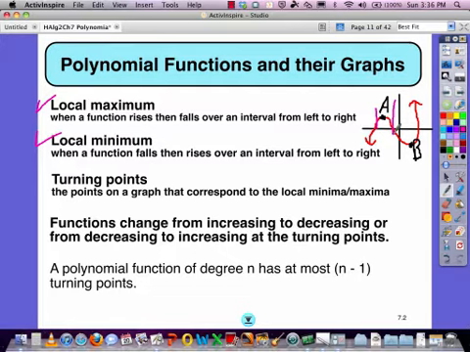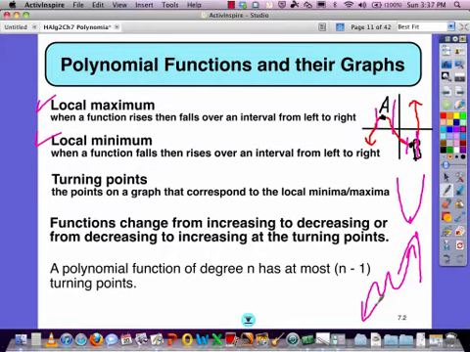Versus, look at point B. When a function falls, which is what it's doing between here and here, but then starts rising again, that has to be a local minimum. We had our parabolas before where we really only had one max or min, but now if our graphs have several things going on in them, we might have some local minimums and maximums. So it's still the low point and the high point, but only over a certain little interval.